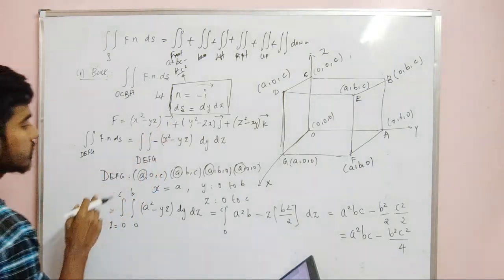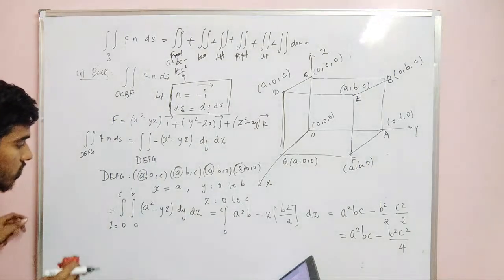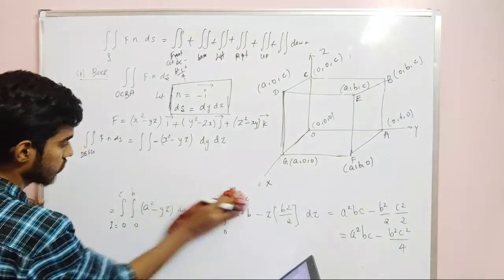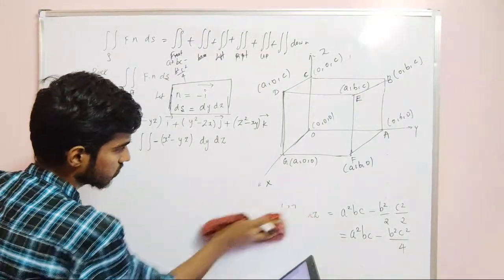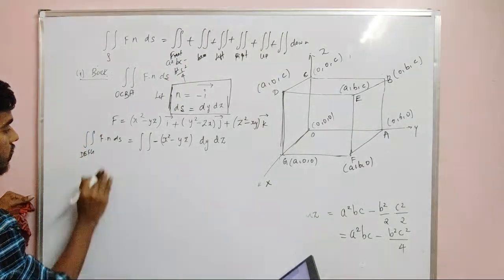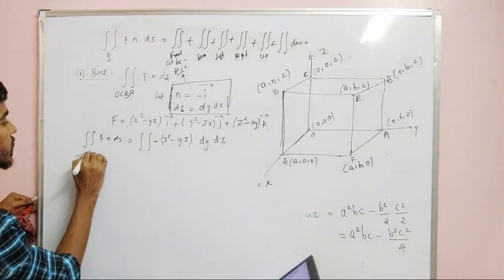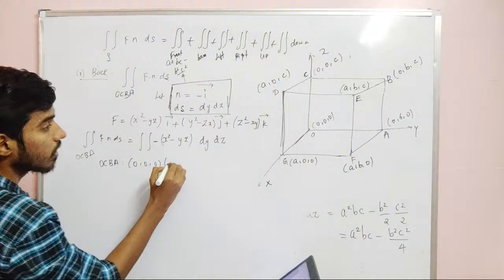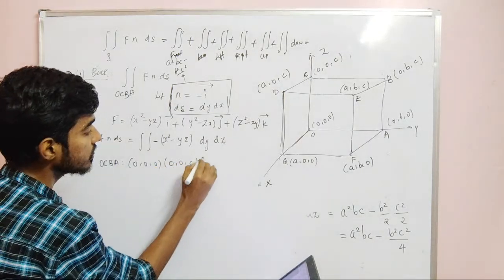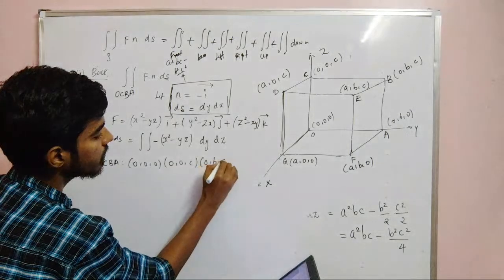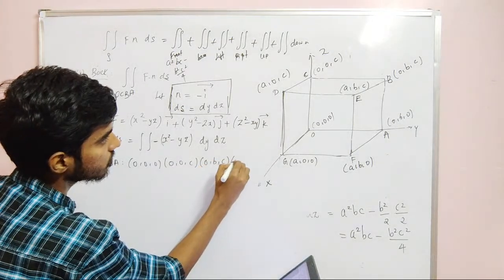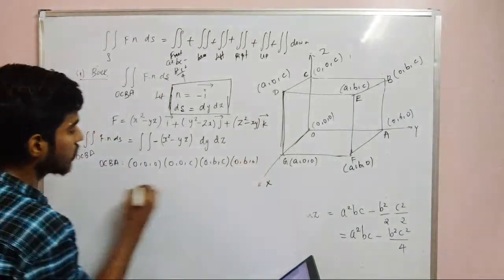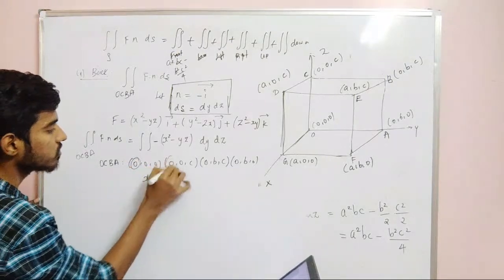Right, this is minus, and we need to find limits now. So for finding limits, we are evaluating over OCBA. O is (0, 0, 0), C is (0, 0, C), B is (0, B, C), and A is (0, B, 0). Now here you can see x is equal to 0.